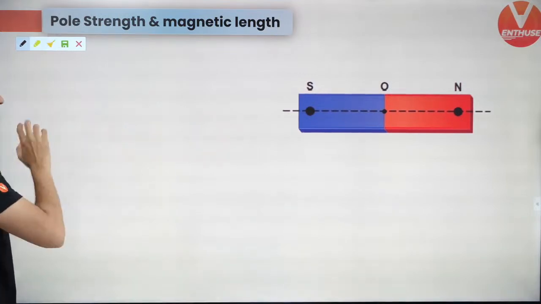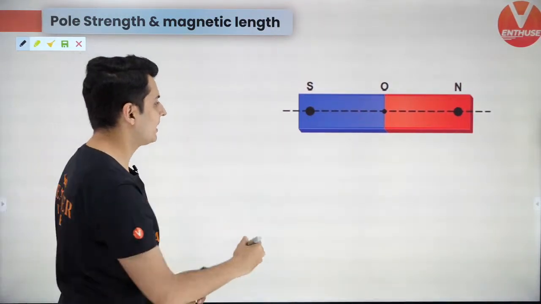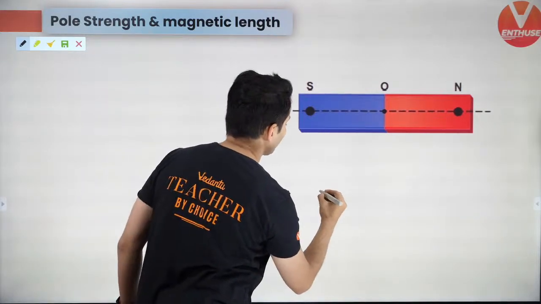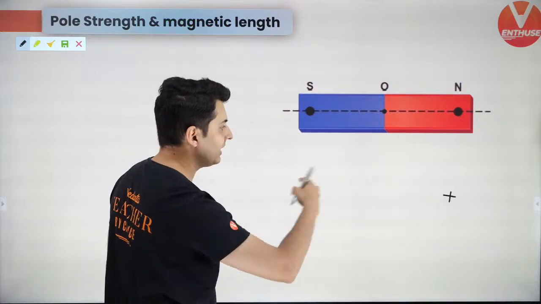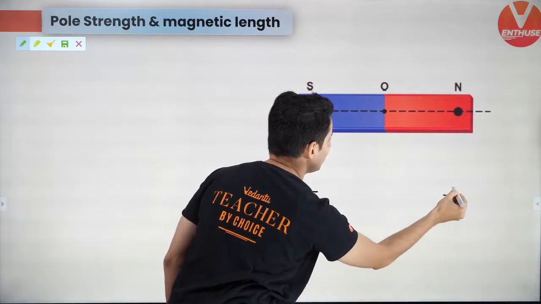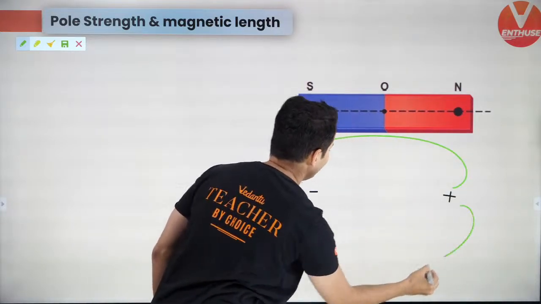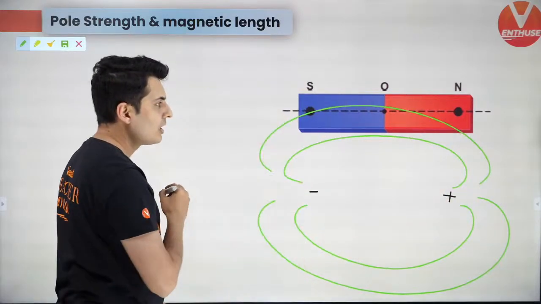Now, the meaning of North Pole and South Pole in a magnet is that, try to recollect, you know, electric dipole. Do you remember electric dipole? Positive and negative charge. How do the field lines look like? The field lines look something like this. I hope you remember. Correct?